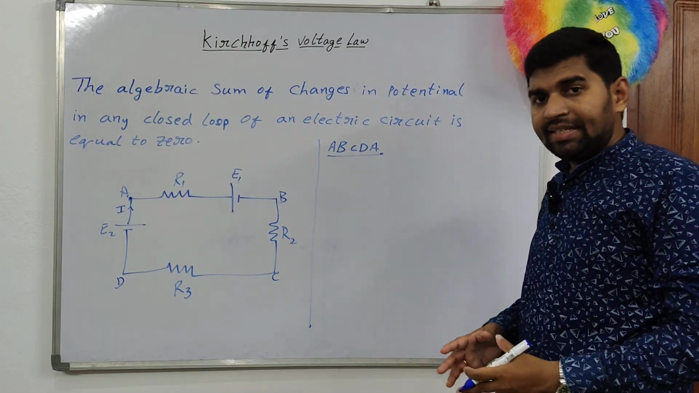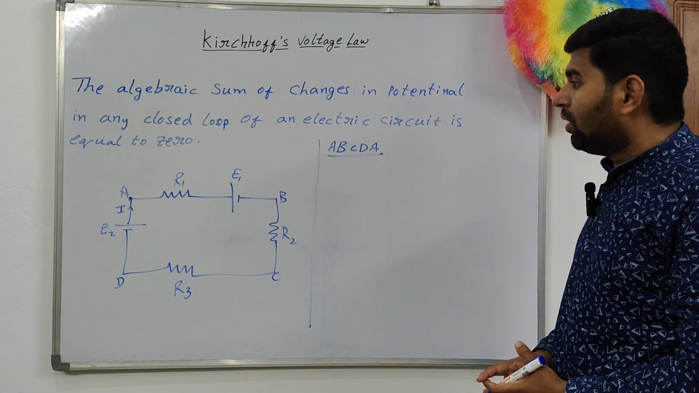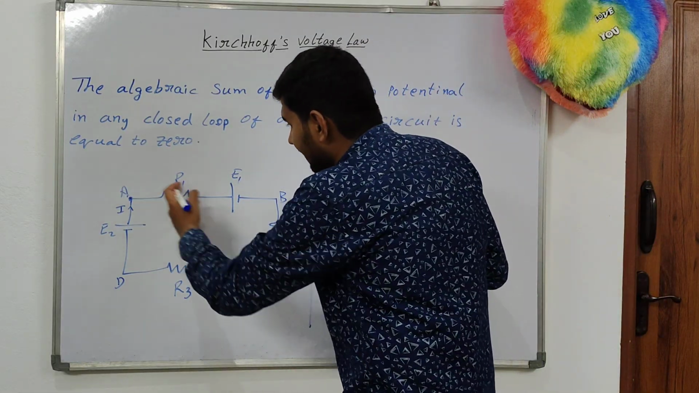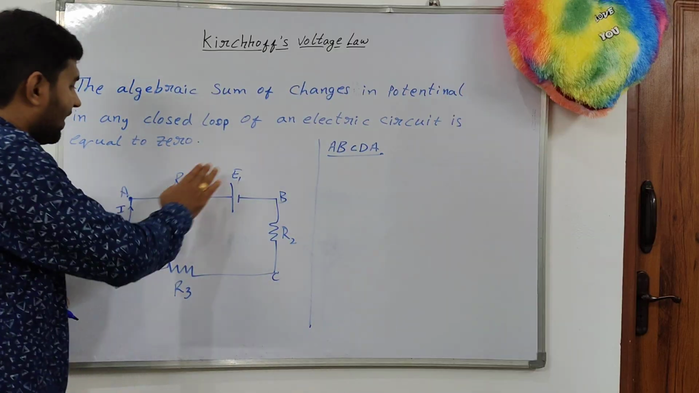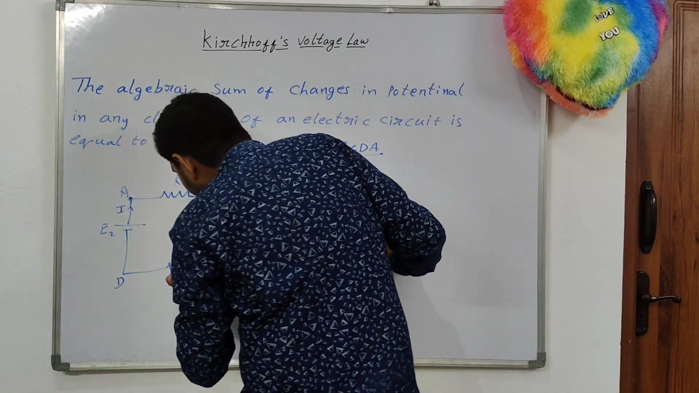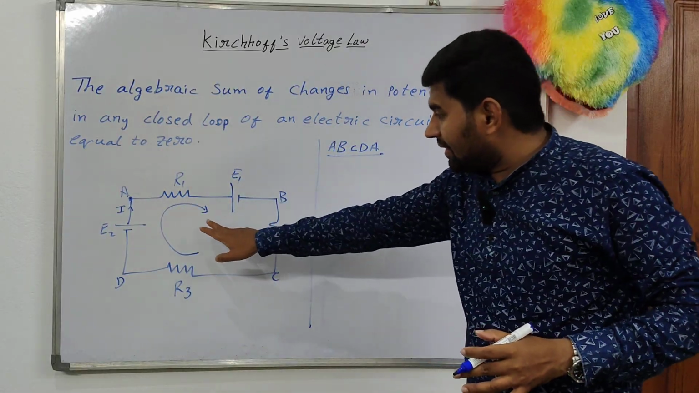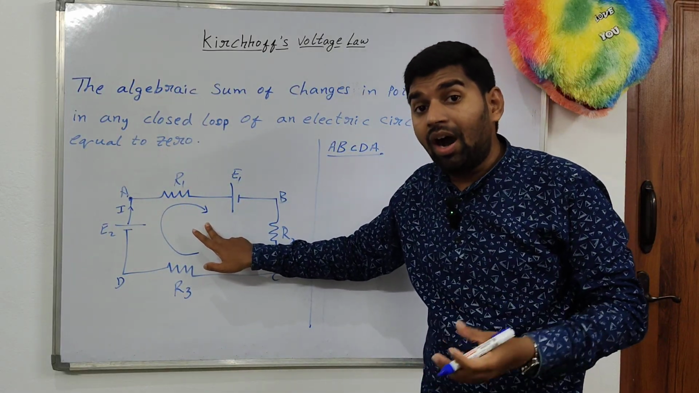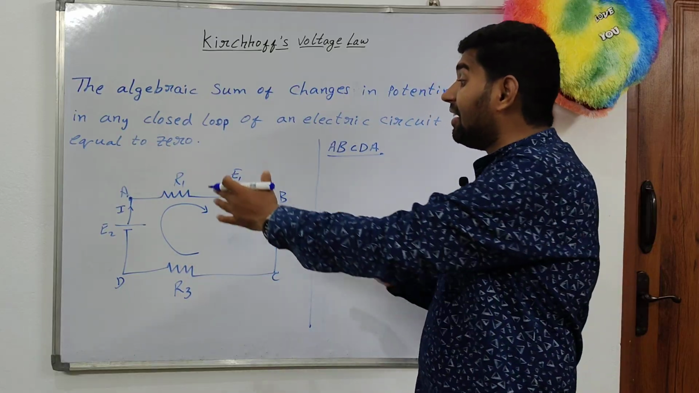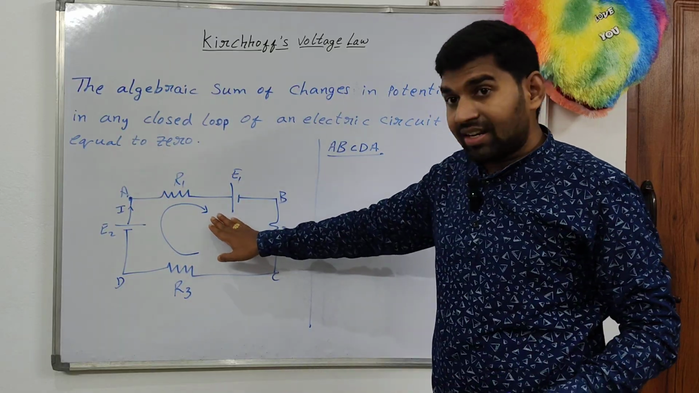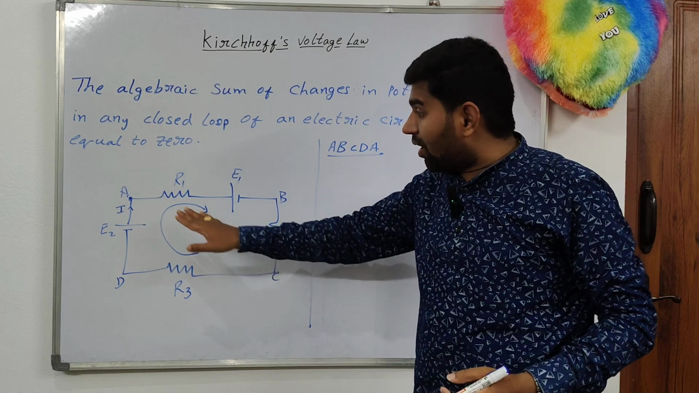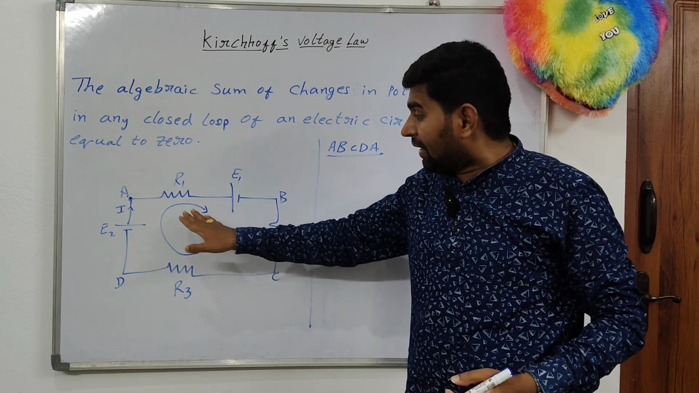This is the loop in the electric circuit. In this loop, the sum of changes in potential is equal to 0. The current is flowing in this direction. If I am moving in this direction, that is, in the clockwise direction, this is the direction of the loop, or we can say the traversing direction.